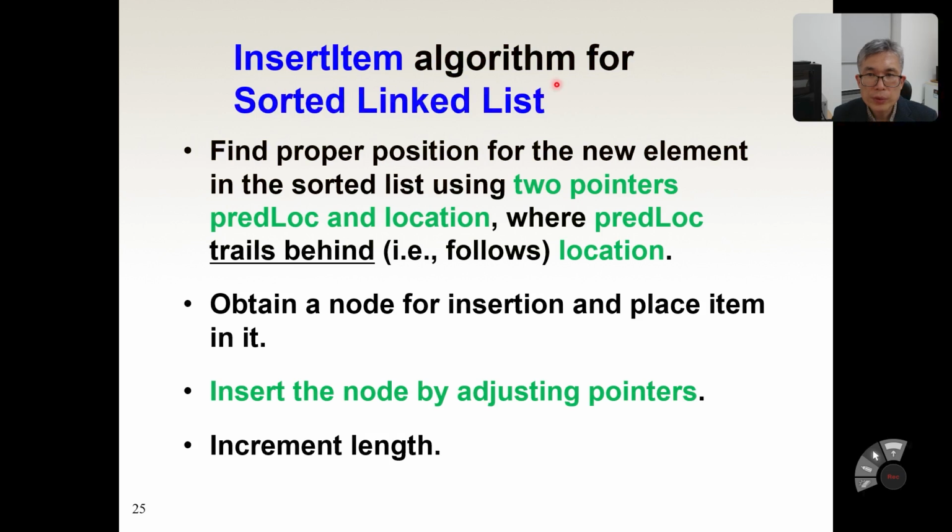So in the InsertItem algorithm for a sorted linked list, that is, the linked-list-based sorted list, first find the proper position for the new element in the sorted list using 2 pointers, predLoc and location. PredLoc trails behind, that is, follows location. We will see the figures later on. Then obtain a node for insertion and place the item in it. Insert the node by adjusting pointers, because we have 2 nodes and the new node is inserted, and then the pointer values are adjusted to make the links to each other. Increment length because we insert a new item.